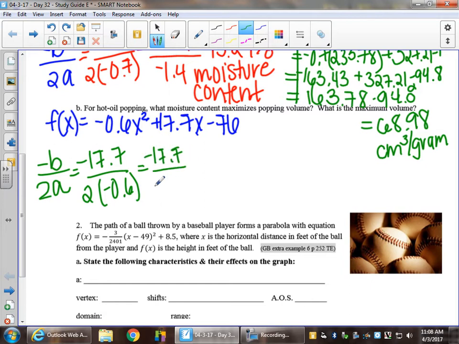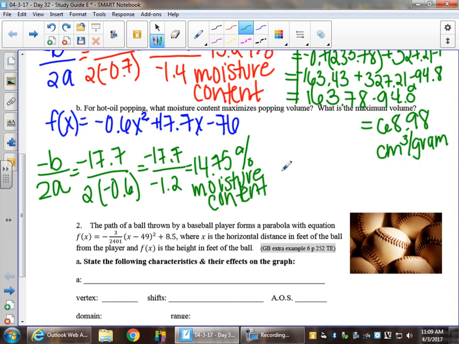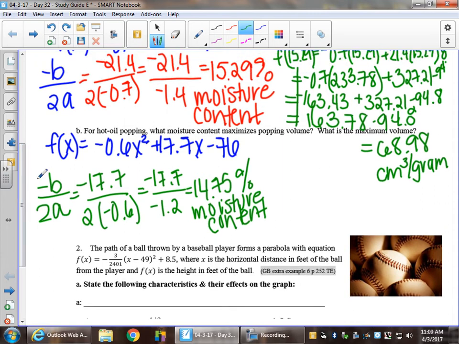Okay. What is? I got negative 1.2. And what happens when you divide this out? Yes. And what does that represent? The percent moisture content. Guys, I know this isn't the most exciting thing we're doing today, but you have to get this down because this is going to be your test.